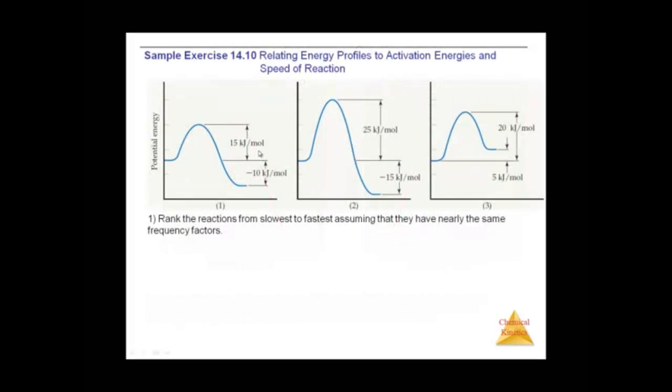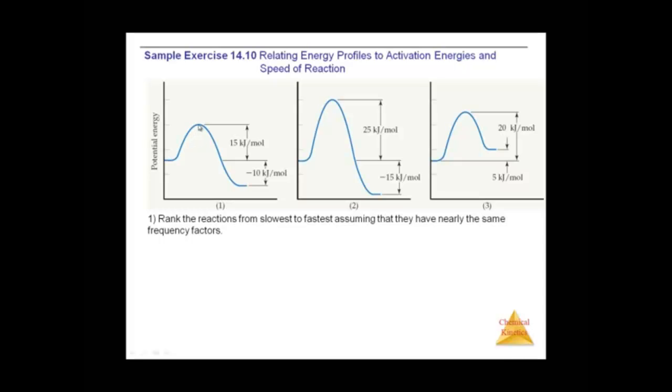So let's see if we can answer these questions. Here I have 3 graphs, potential energy diagrams, showing what's required for activation energy. So rank their reactions from slowest to fastest, assuming that they have nearly the same frequency factors. Okay, so let's take a look. What effect is this activation energy going to have on my rate? It's going to have a pretty big one, right?